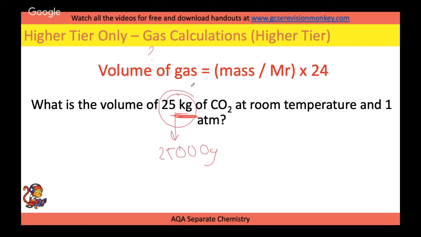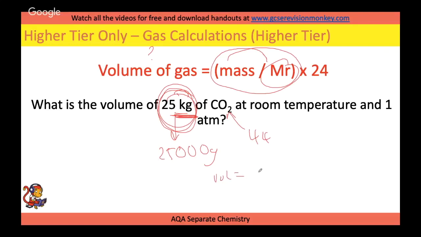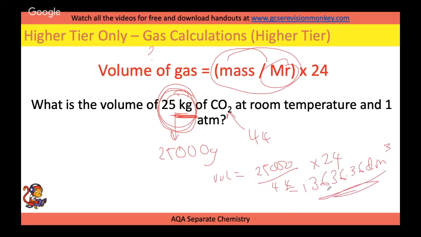If we are rearranging this equation, we could be using the mass over Mr or moles. Now this time they've only given us a mass, so we will need to do the Mr of carbon dioxide, which is 44, 12 plus 2 lots of 16. So mass over Mr, volume equals the mass, 25,000, over the Mr, times by 24 to give us an answer of 13636.36 decimeters cubed. And obviously they'll tell you what significant figures to put in. If not, just round it to a sensible amount.